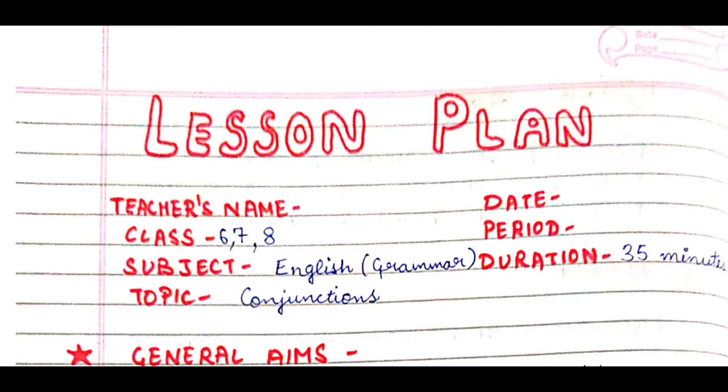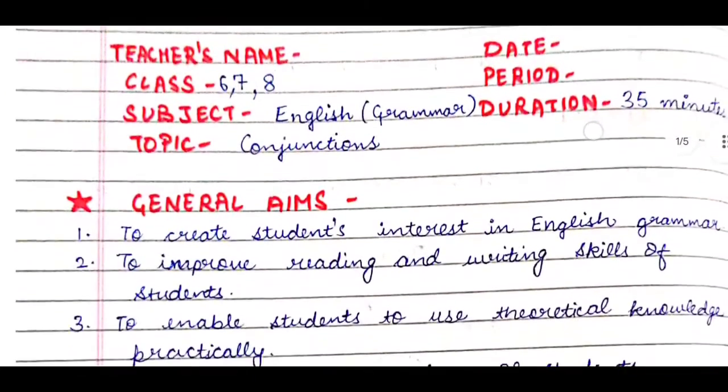Then we write date on which you will be teaching, then period, and then duration. Okay, duration is how much time you are going to take to teach this lesson. So approximately 35 minutes.